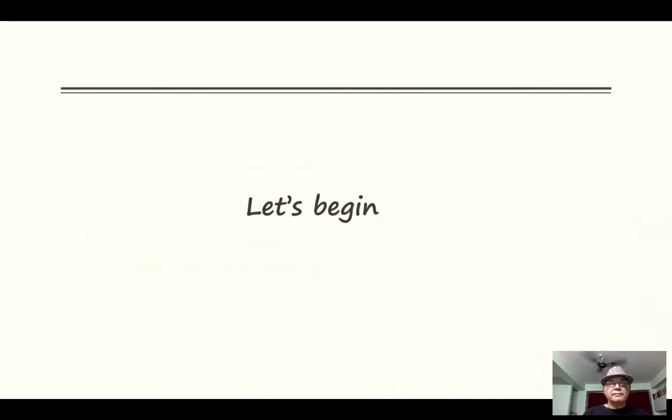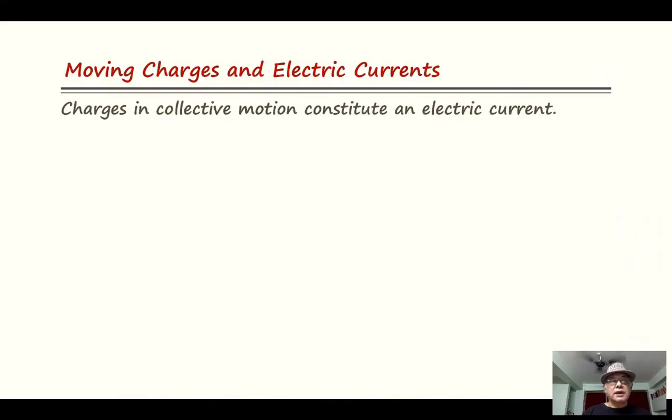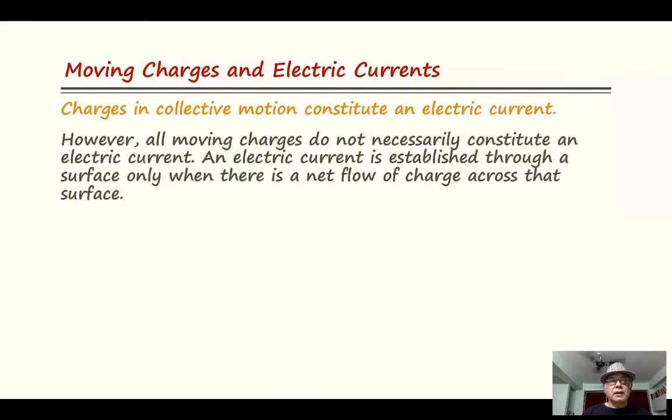Let's begin. Moving charges and electric currents. Charges in collective motion constitute an electric current. However, all moving charges do not necessarily constitute an electric current. An electric current is established through a surface only when there is a net flow of charge across that surface.